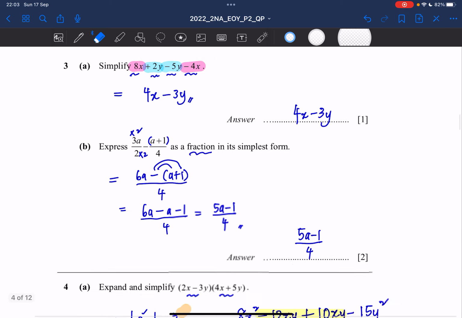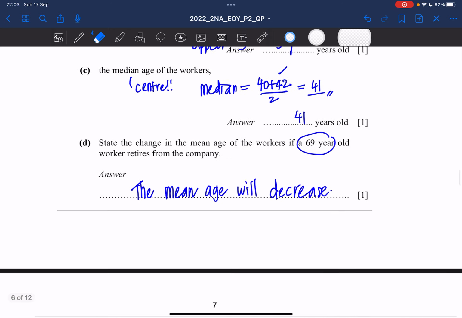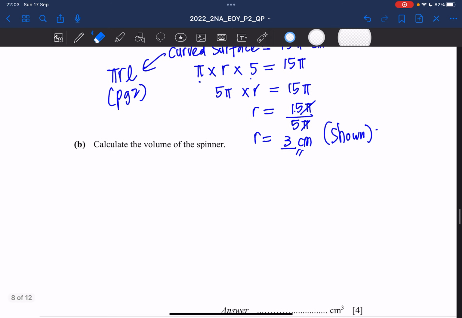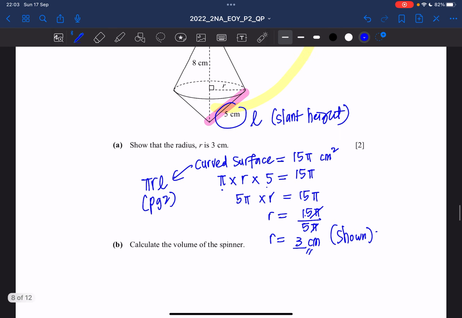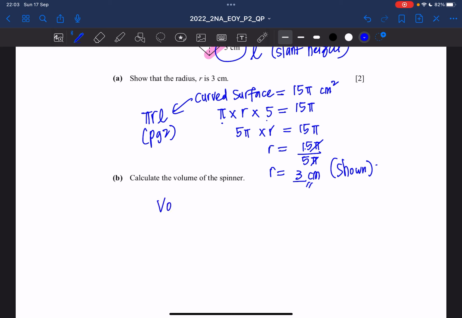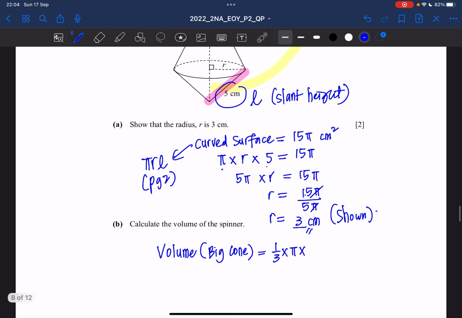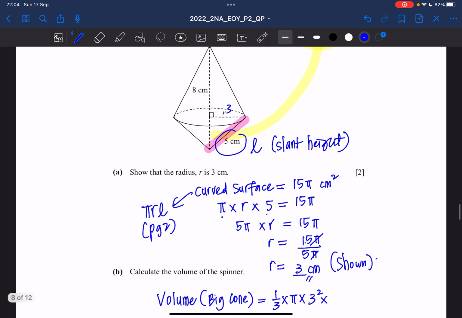So let's go back to our question. In this question, we need to find the volume of the spinner. First we write down the volume of the big cone. We find them one by one. So it's 1/3 times pi times r squared, and we found out that our radius is 3 centimeter, times the height, which is 8.